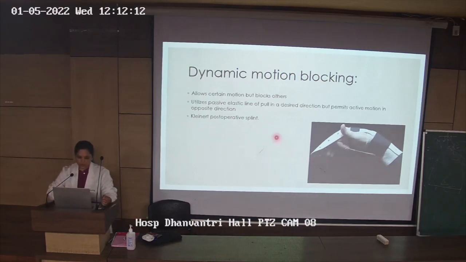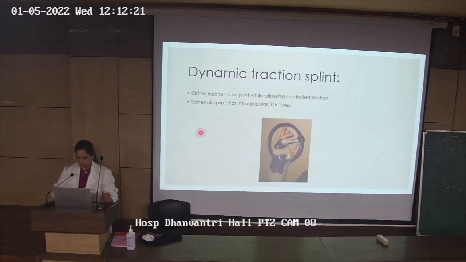The name of this kind of splint is Kleinert post-operative splint, which is generally given after tendon transfer surgeries or tendon repair surgeries. Dynamic traction splint again offers traction to a joint while allowing controlled motion in a desired range of motion. The name of this splint is Schenck splint, and it is given in patients who have suffered intra-articular fractures to prevent ankylosis of the joint or inappropriate fusion of the bones.